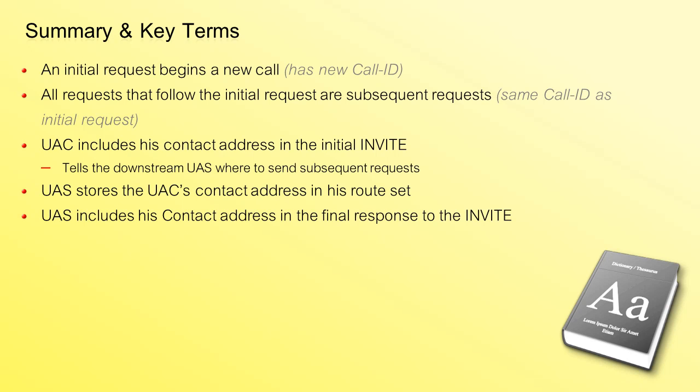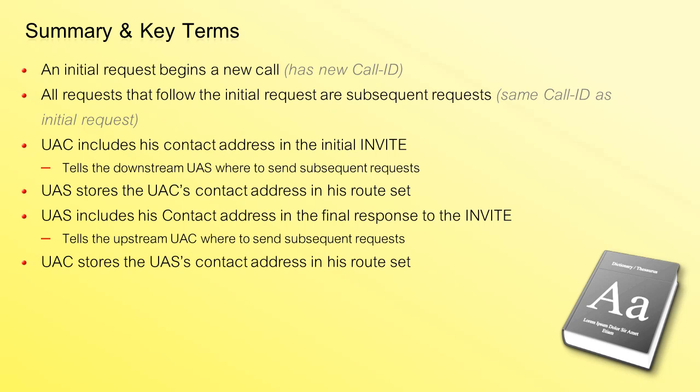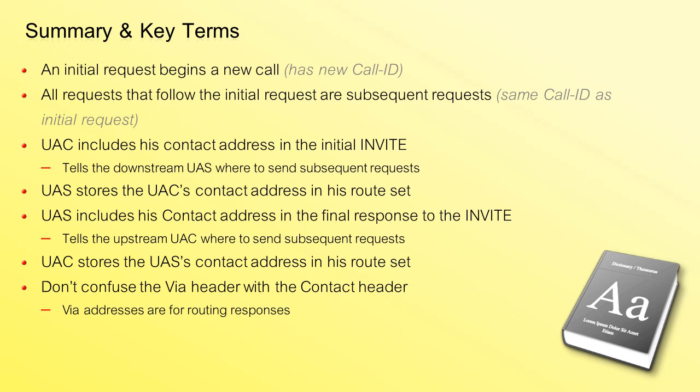The downstream user agent server also includes his contact address in his final response expressly to tell the upstream user agent client where to send subsequent requests back downstream. The user agent client then stores the user agent server's contact address in his route set. Remember, don't confuse the via header with the contact header, even if at first they contain the same address. Via addresses are used for routing responses. Contact addresses are used for routing subsequent requests.